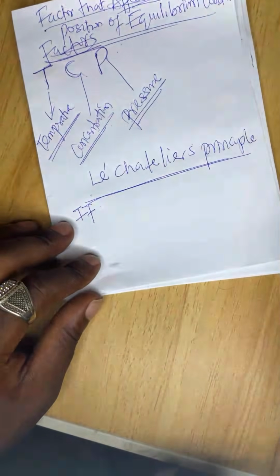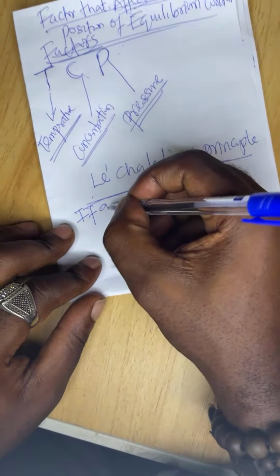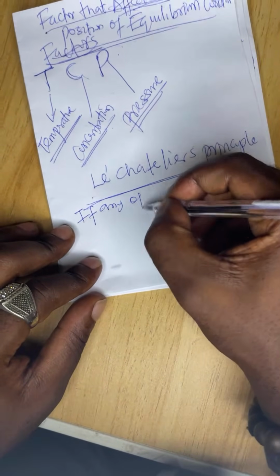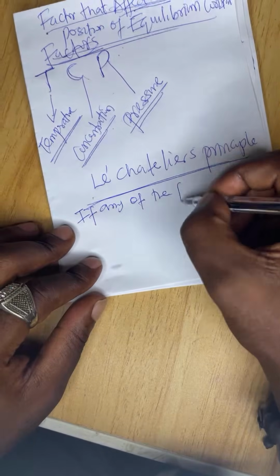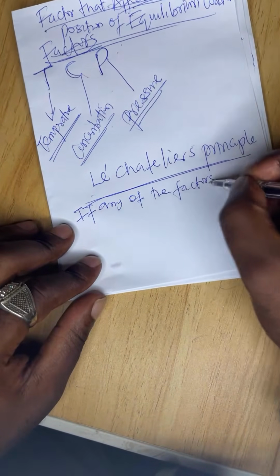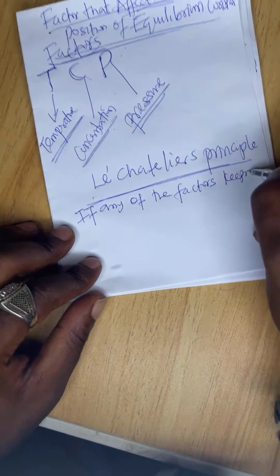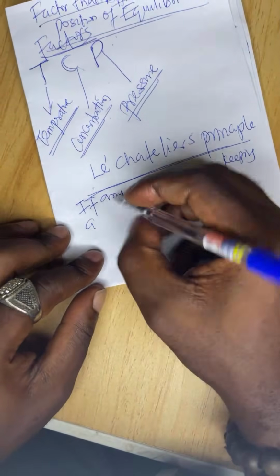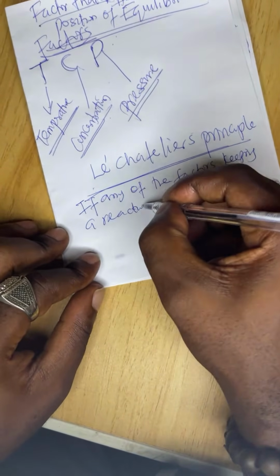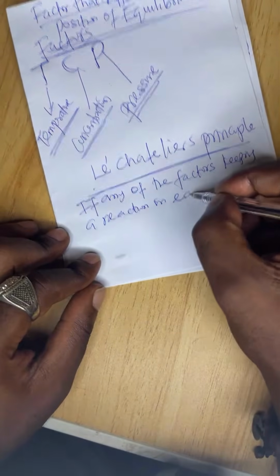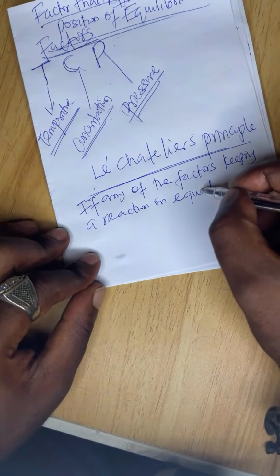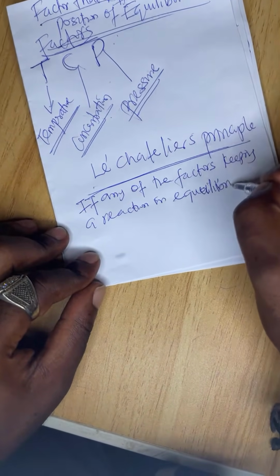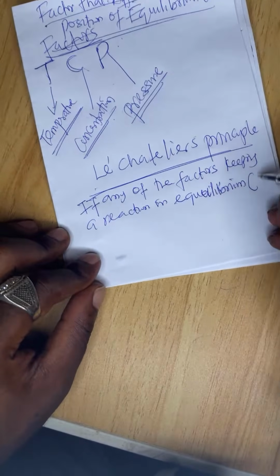if any of the factors keeping a reaction in equilibrium is affected. What are the factors that he's talking about?